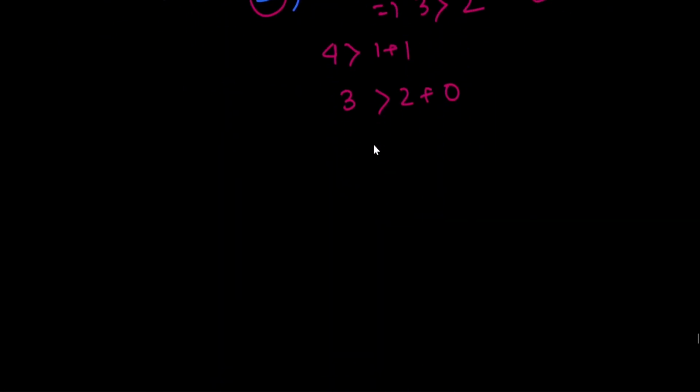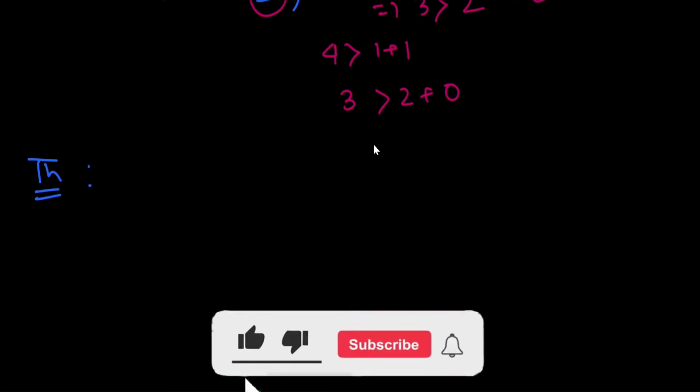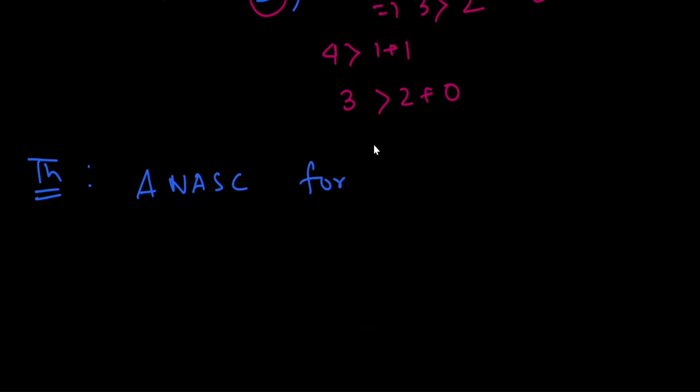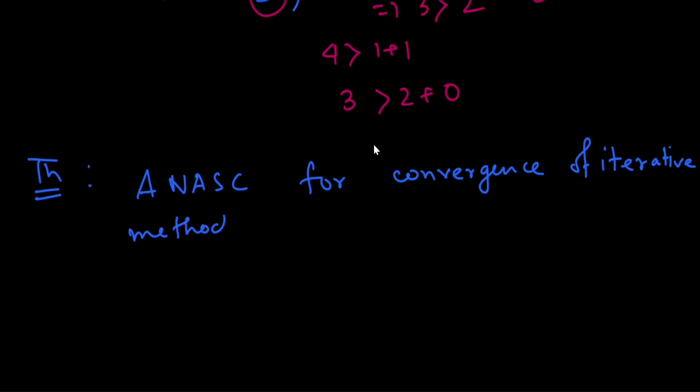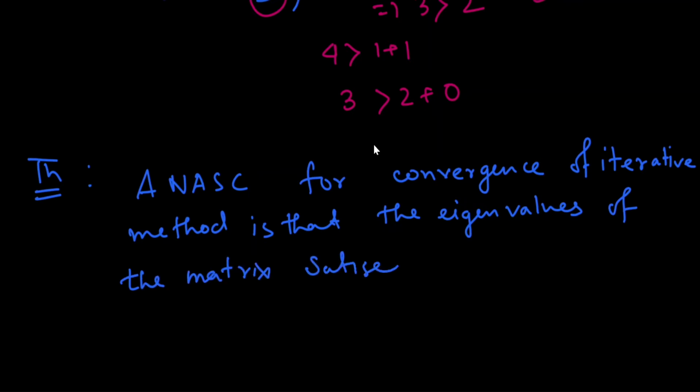related to the iterative scheme, which says that a necessary and sufficient condition for convergence of an iterative method, that is the Jacobi or Gauss-Seidel iterative method, is that the eigenvalues of the matrix H satisfy that |lambda_i(H)| is less than 1.